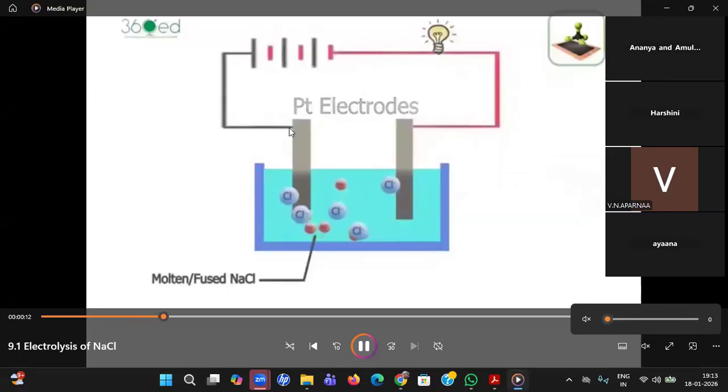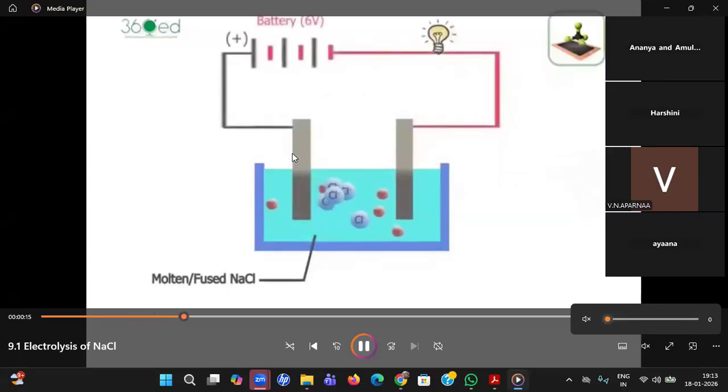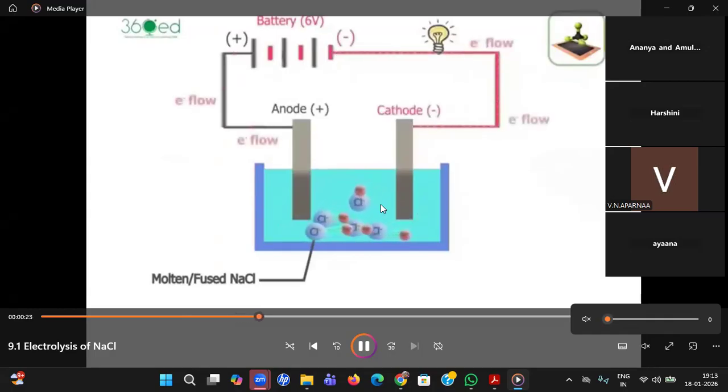Now you see this is positive. Positive means it should attract Cl minus. Anode it is. This is negative. The negative terminal is connected, so it should attract Na plus. Like this, Na plus is getting attracted. Once you switch on the circuit, positive charges Na plus will go near the cathode and get attached to the cathode.